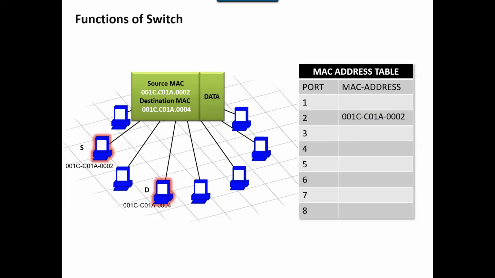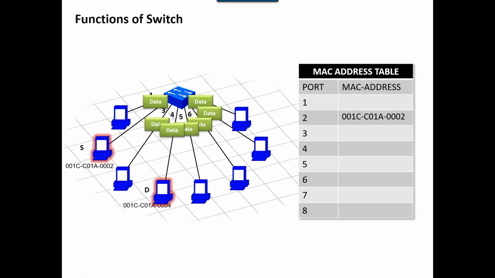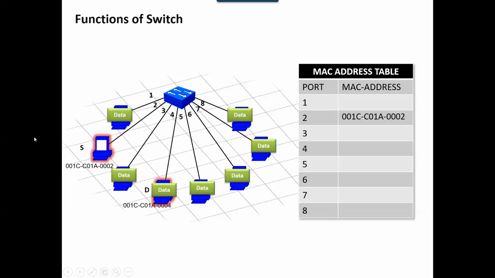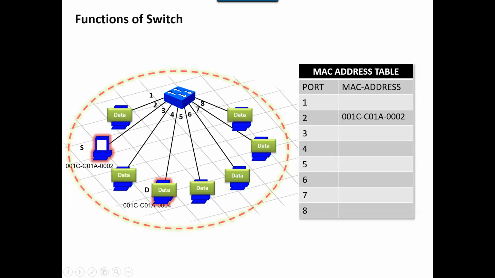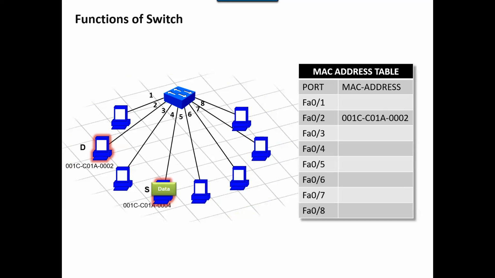And then it will broadcast the data to all the PCs except the source PC. Except for the source PC, it will send the data to all the PCs which are connected to this switch. While broadcasting, it will take each and every system's MAC address and store those MAC addresses in the MAC table. All the systems' addresses it will store in the MAC table.